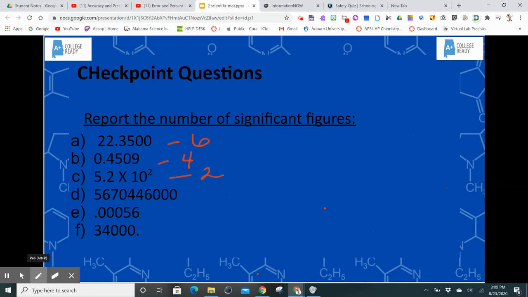When you have things in scientific notation, the 5 and the 2 there are your significant numbers. This one would have 1, 2, 3, 4, 5, 6, 7. This one would have 2. This one would have 5, because that decimal at the end lets you know that everything before it is significant.